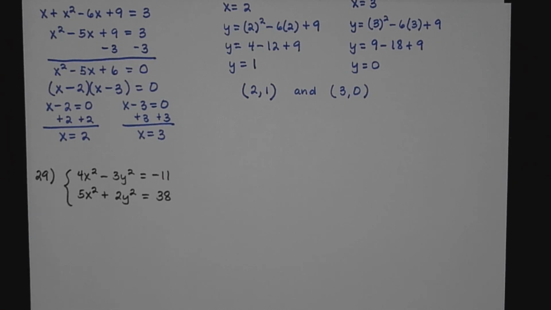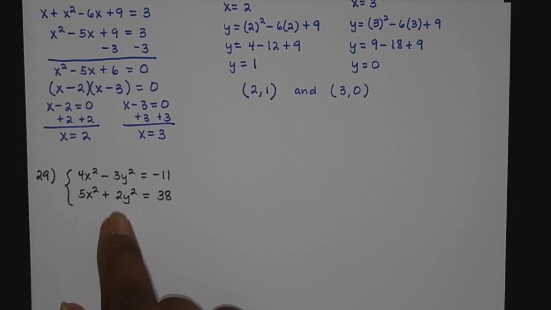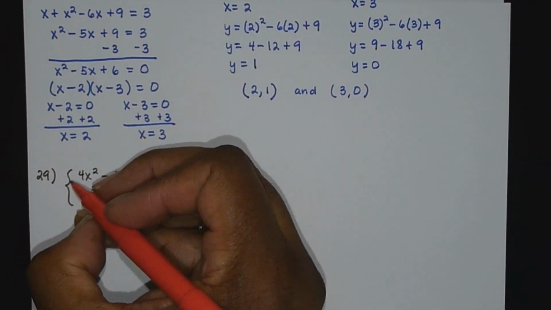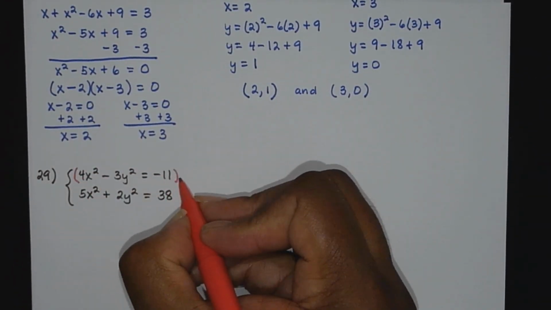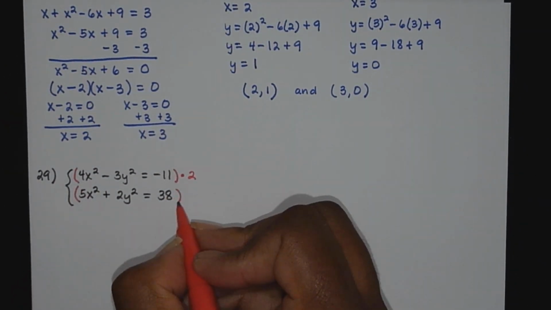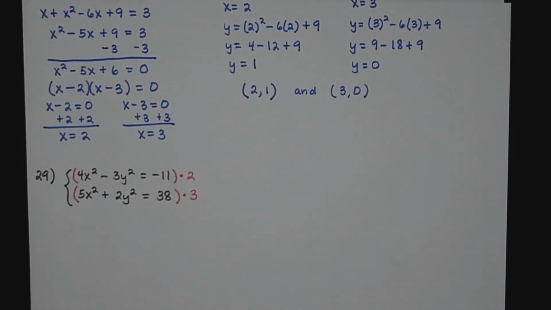So which do you want to eliminate, the x squared or the y squared? Well, it'd be best to eliminate the y squares because I got a minus here and a plus here. What would be a common multiple for 2 and 3? Let's use 6. So if I want that minus 3y squared to be minus 6y squared, I need to multiply that equation by 2. For the 2y squared to be 6y squared, I need to multiply that equation by 3.